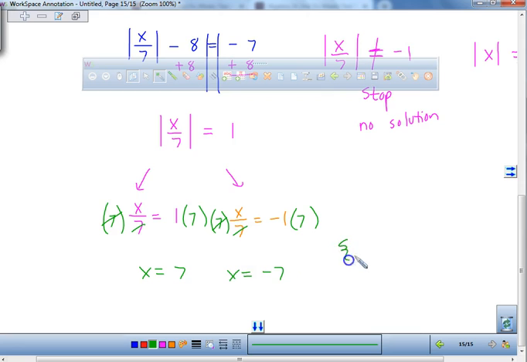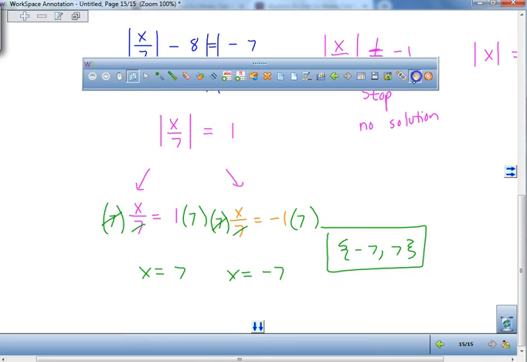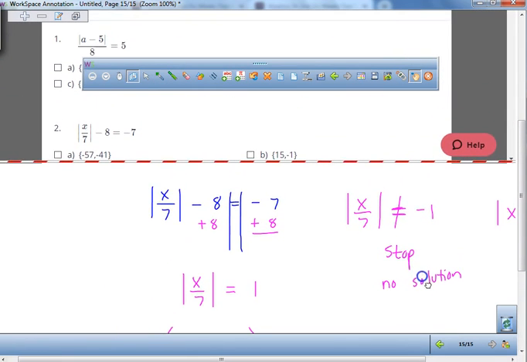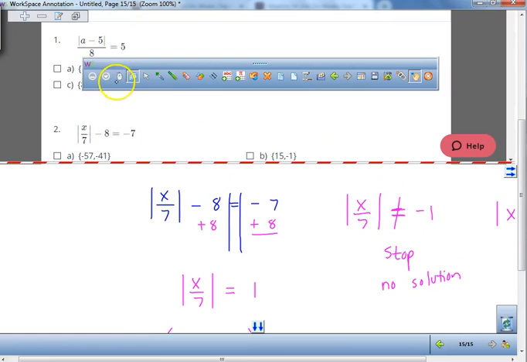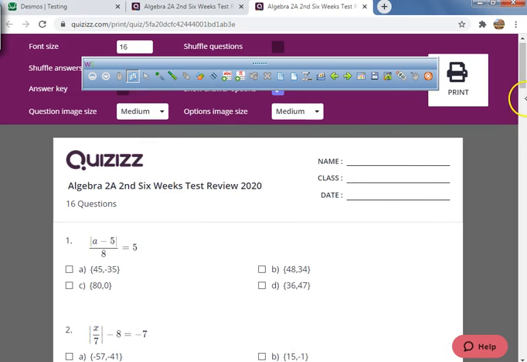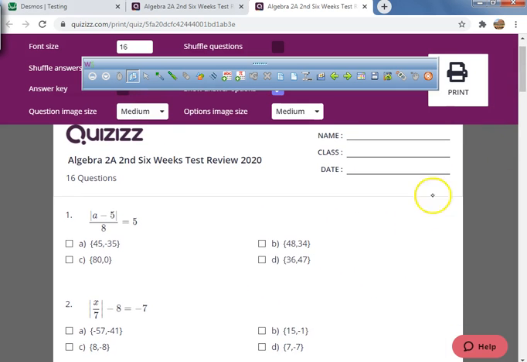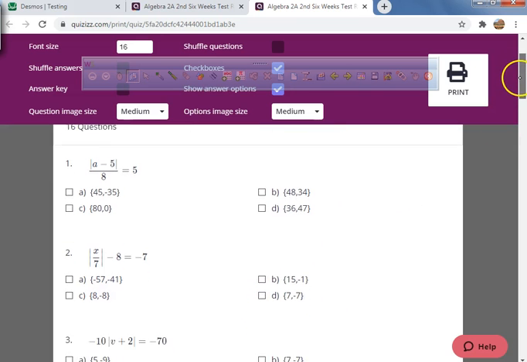Now, what would be my solution set? Negative 7, comma 7. And you can make your solution set brackets prettier than mine. And that would be your answer. So if we go up here, oh, can't really see them. Hold on. I'll scroll down just a bit. See how they have it listed? They have it listed 7 comma negative 7, so a little bit out of order, but it's still technically the right answer. That would be the solution set that works.